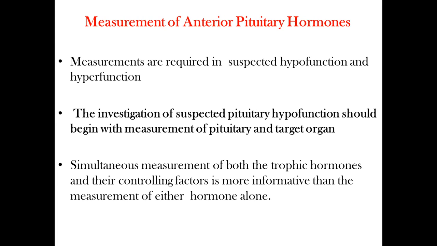If we suspect a patient has an abnormal level of certain hormones, سواء كان hypofunction يعني low level of the hormone or hyperfunction, the best way to investigate the anterior pituitary hormone is to measure both the hormone from the pituitary gland itself and the target organ hormone, مثلا TSH, thyroid stimulating hormone, and the thyroid hormone.